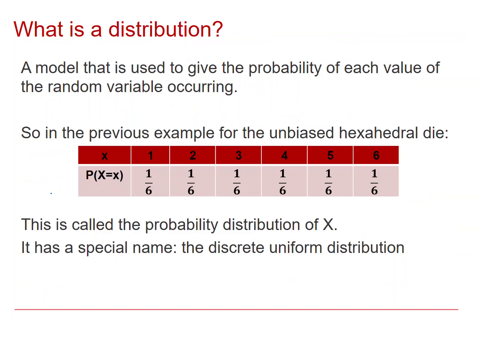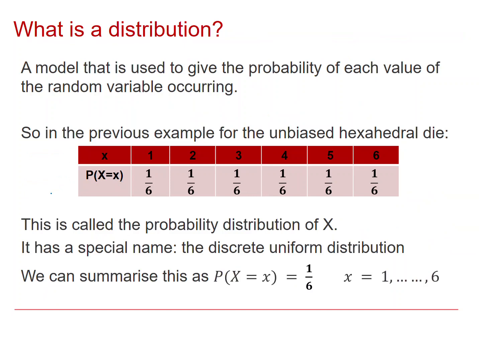Another way of writing a probability distribution is by using a formula. So here we have the formula for the probability of the score on the dice being any particular number x is equal to 1/6, where the possible values for x are the integers 1 to 6.